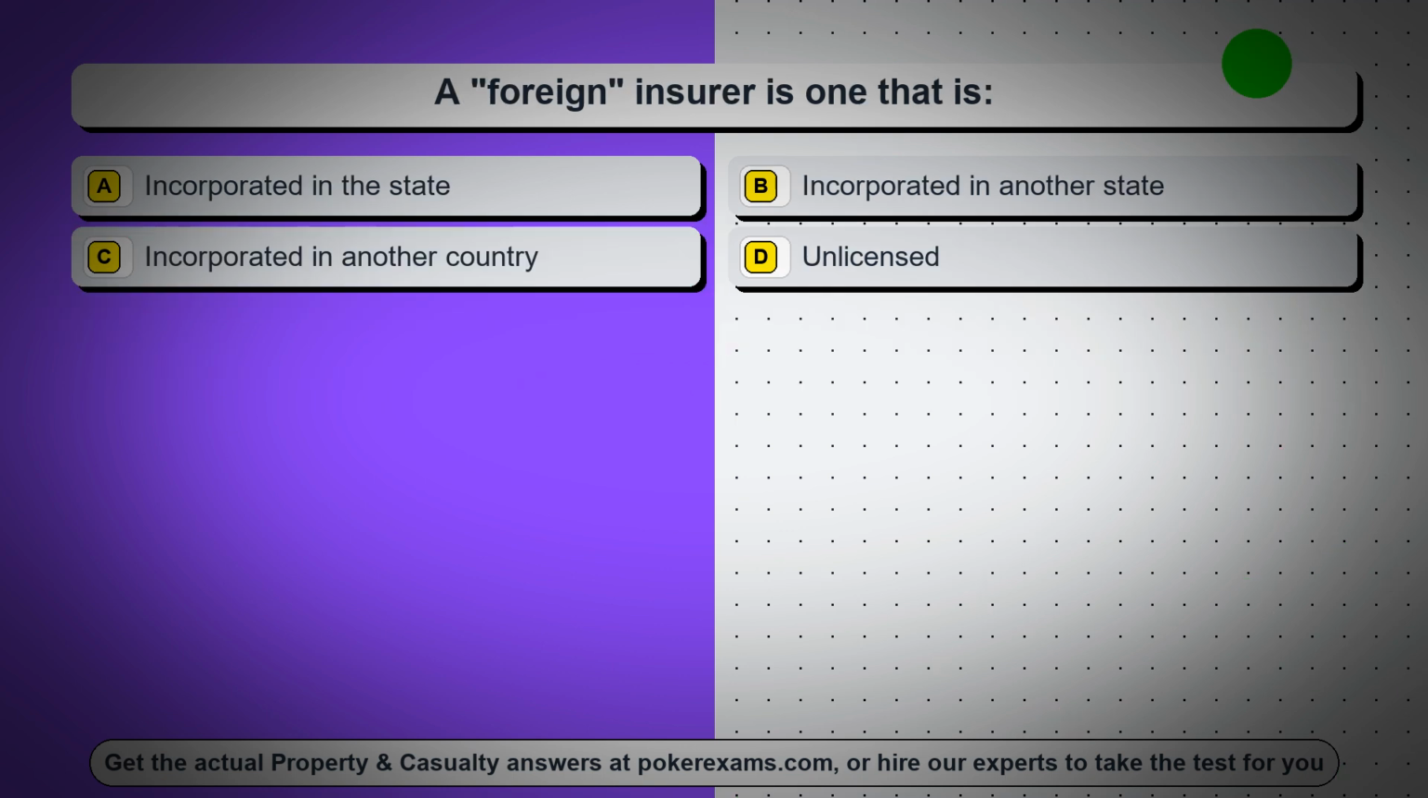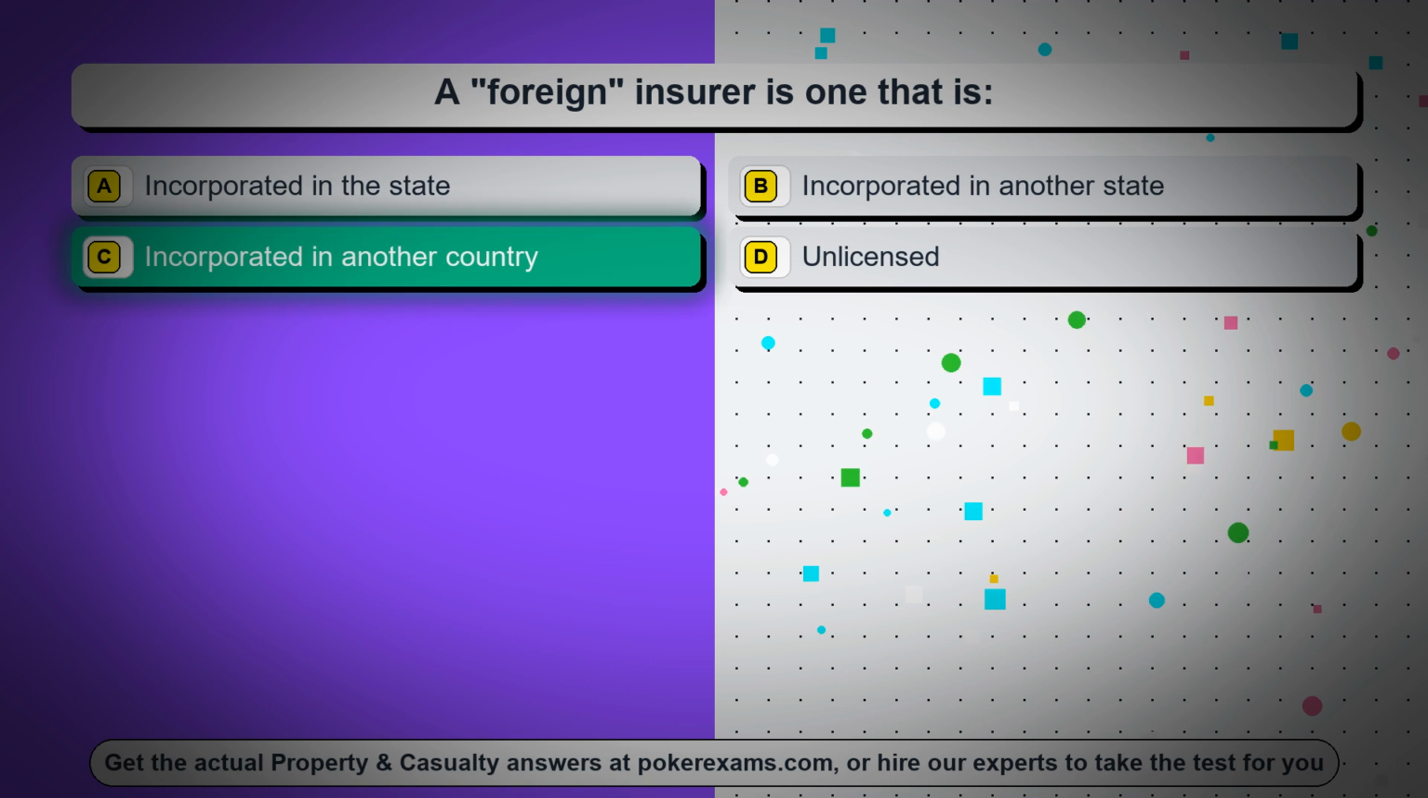Question 4. A foreign insurer is one that is: Option A. Incorporated in the state. Option B. Incorporated in another state. Option C. Incorporated in another country. Option D. Unlicensed. The correct answer is option C.